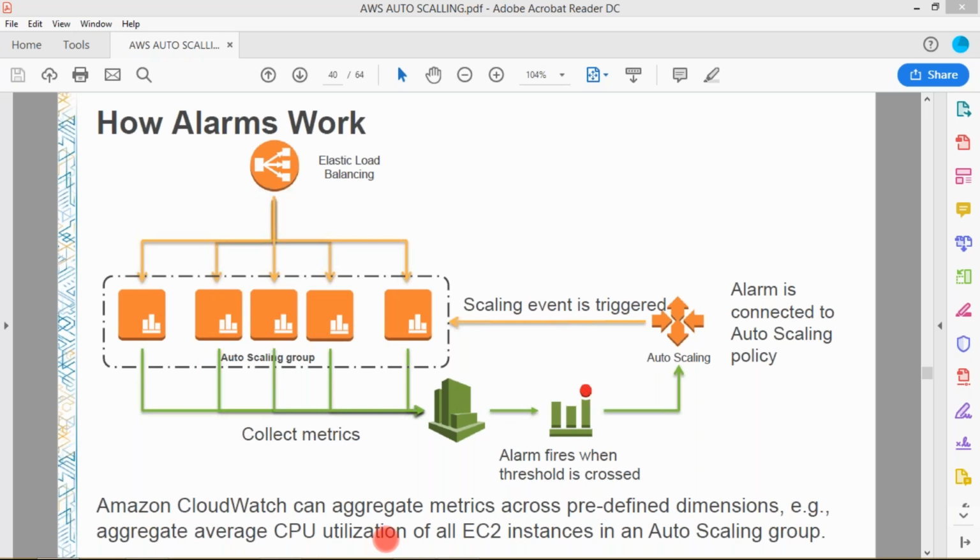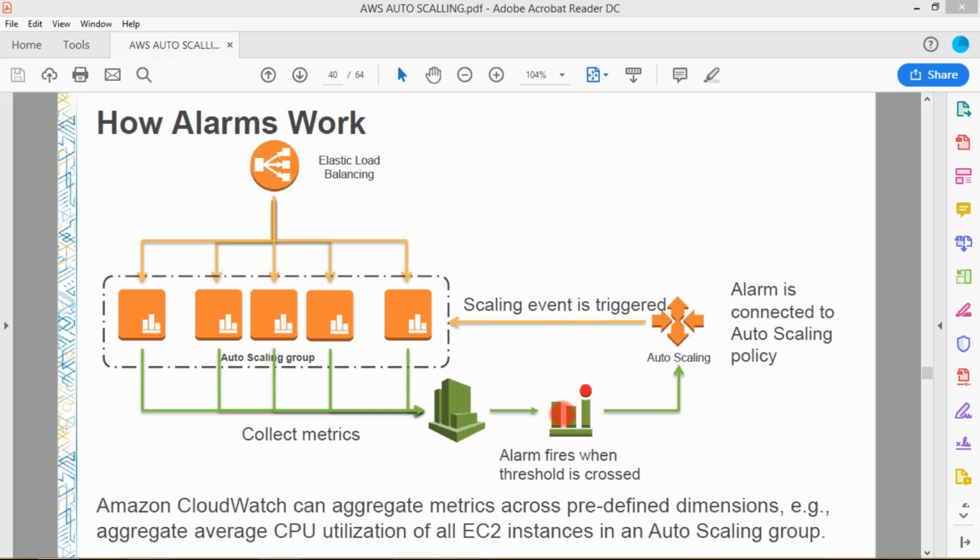Amazon CloudWatch can aggregate metrics across predefined dimensions, such as average CPU utilization for all these instances and auto scaling groups. The auto scaling group's scaling event is triggered. The auto scaling groups basically provide information to the system architect that very high CPU utilization is going on. At the same time, the alarm is going off with the collected metrics. So this is CloudWatch, providing an alarm.